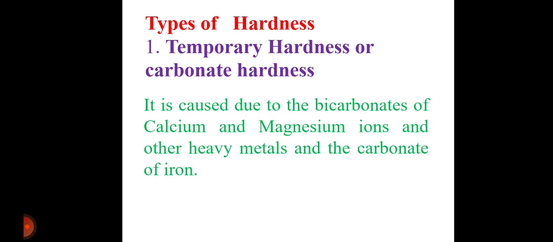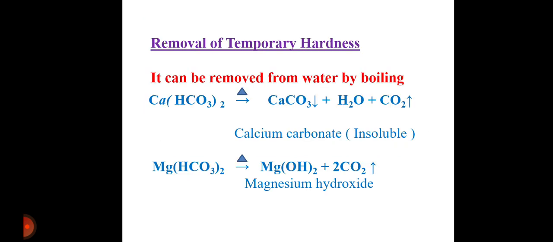Types of hardness. Temporary hardness, which is also called carbonate hardness. It is mainly caused due to the bicarbonates of calcium and magnesium ions and other heavy metals and the carbonate of iron present in water. How can we remove this temporary hardness? It can be easily removed from water by boiling.